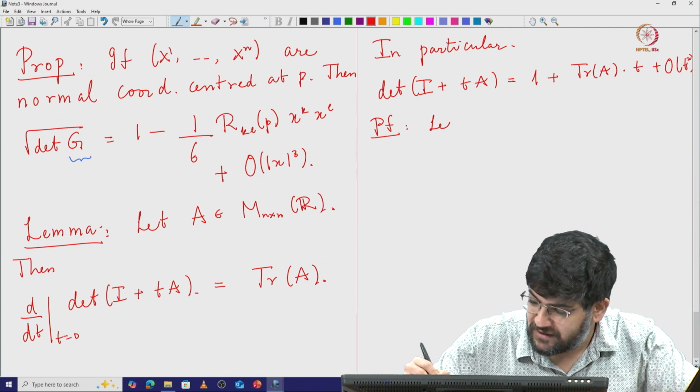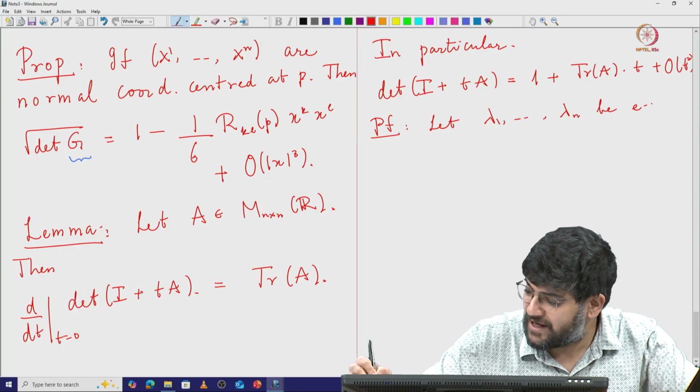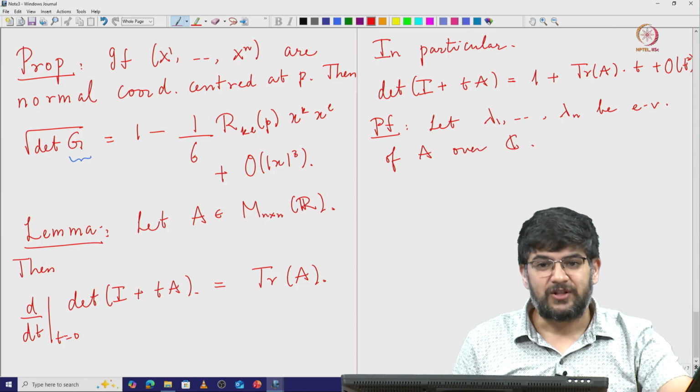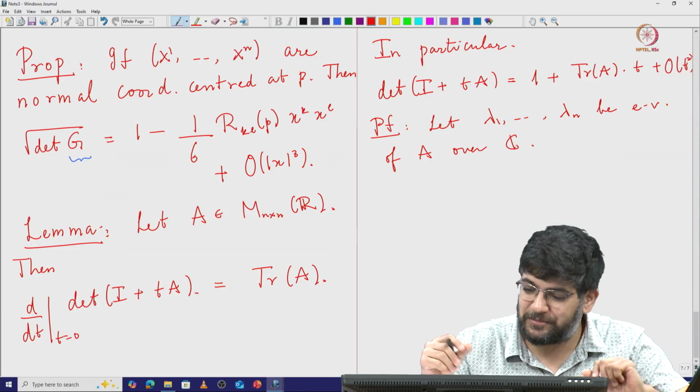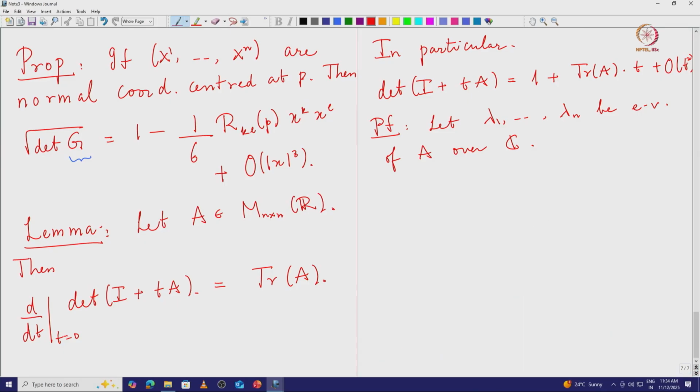So let lambda 1 up to lambda n be the eigenvalues of A over the complex numbers. Over C we know that every square matrix has n complex eigenvalues just by the fundamental theorem of algebra. So then we have the following formula: the determinant of I plus tA is simply given by the product over i from 1 to n of 1 plus t lambda i.